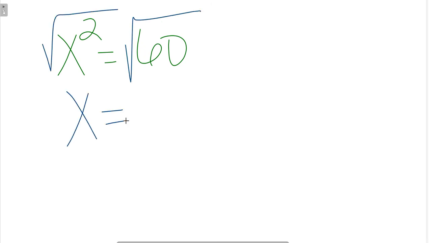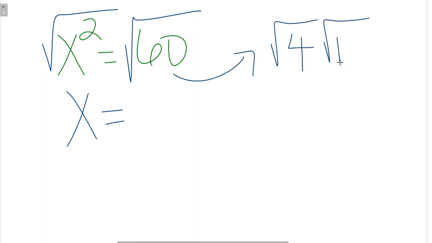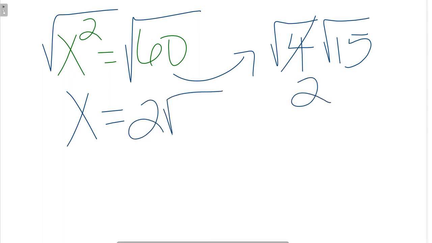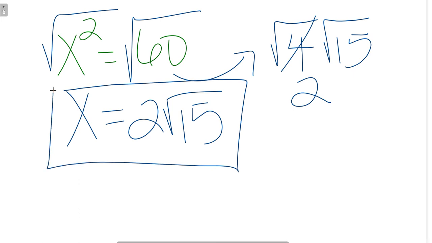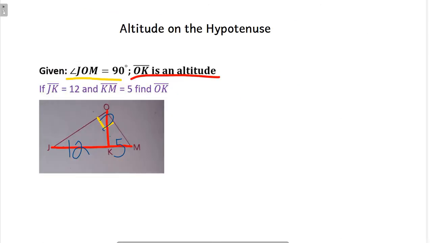X equals, let's see, square root of 60 is really the square root of 4 times the square root of 15. Square root of 4 is 2, so this is 2 times the square root of 15, or we like to say 2 rad 15. So our altitude has a length of 2 times the square root of 15, or 2 rad 15. Okay, so I hope that helped. Okay, final answer here, equals 2 rad 15.